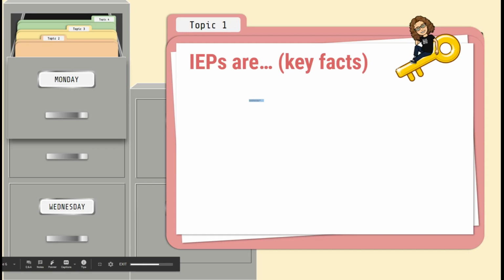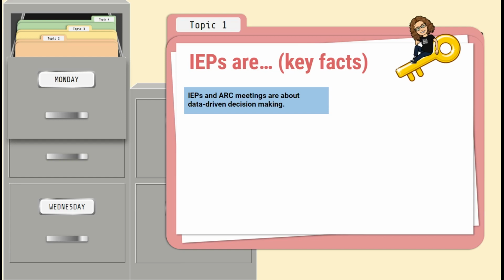So here are a few key facts we need to know about IEPs. The first is that IEPs and any ARC meetings are all about what we call data-driven decision making, meaning any decision that we make has to have data to support it. So we're always going to analyze the data and then make a decision, which means if you are going to an ARC meeting for a student, you need to bring with you and share prior to the meeting the data you have for the student. And we're not just talking about grades, although that is an important component, but rather the specific data that you have specific to their area of disability.